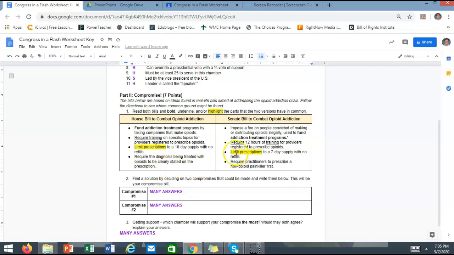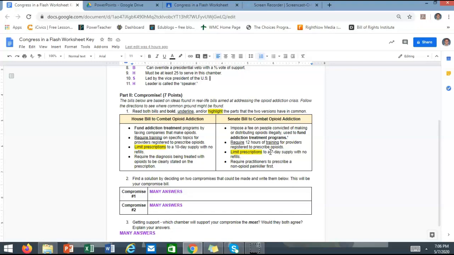days. For part 2, the compromise part, I bolded one, underlined the other, and highlighted the third. Those are the parts that they have in common. Many students chose to bold or underline or highlight the entire statement. For example, this third one, limiting prescriptions they have in common, but how it's being done is different. Right? Both include no refills, you could have highlighted that. But one's 10 days, one's 7. You can't highlight that because they're not in common.